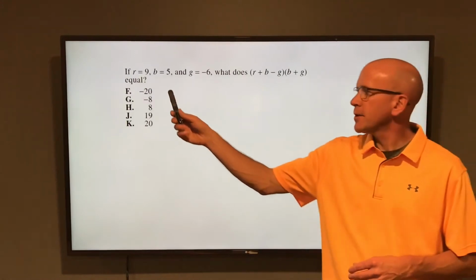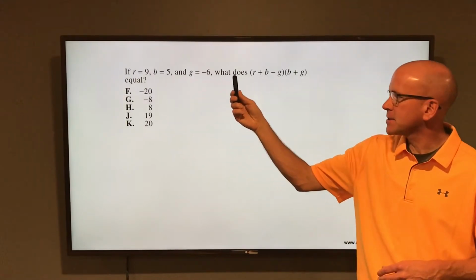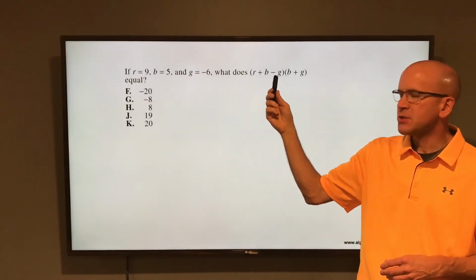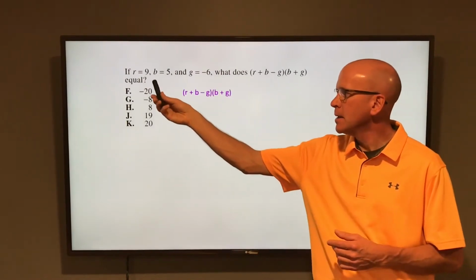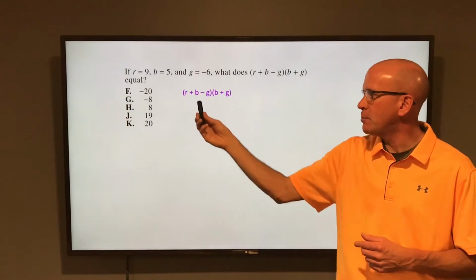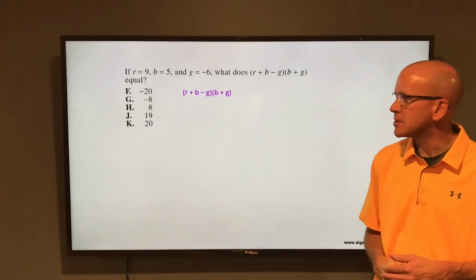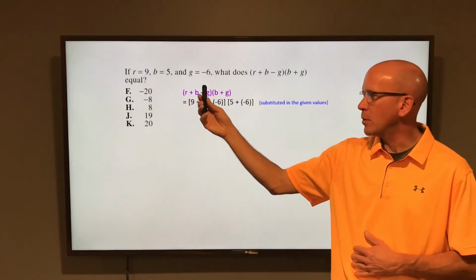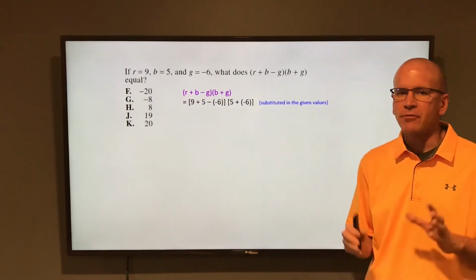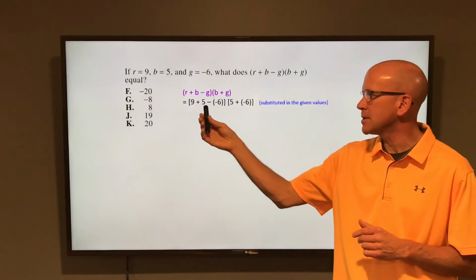It says if R equals 9, B equals 5, and G equals -6, what does R plus B minus G times B plus G equal? So we're just going to substitute in. Substitute 9 in for R, 5 in for B, and -6 in for G. So wherever there is an R, you're putting 9. Wherever there's a B, you're putting 5. And wherever there's a G, you're putting -6.